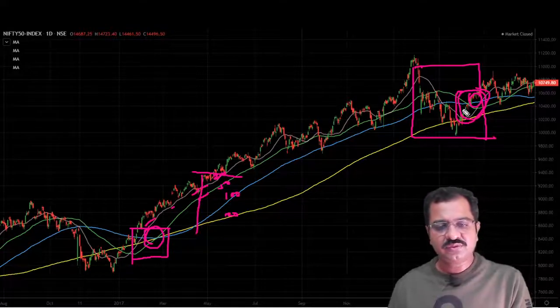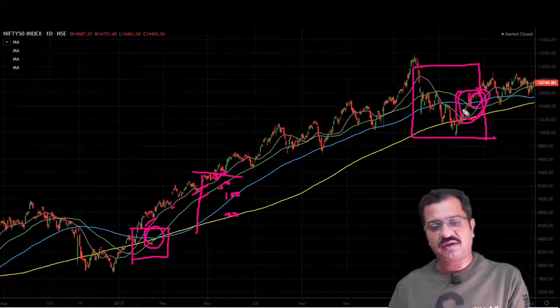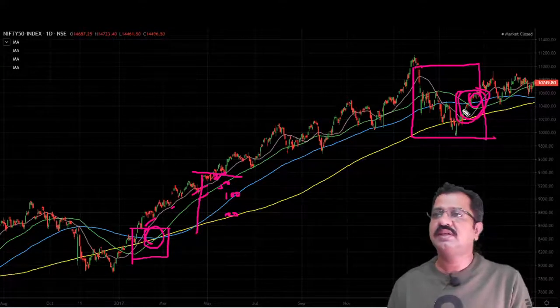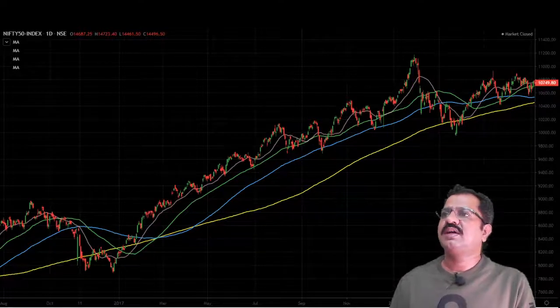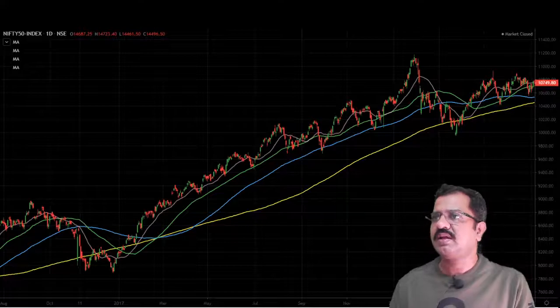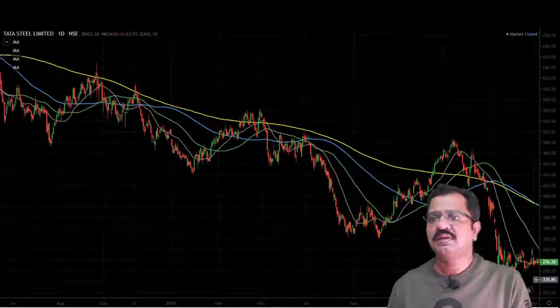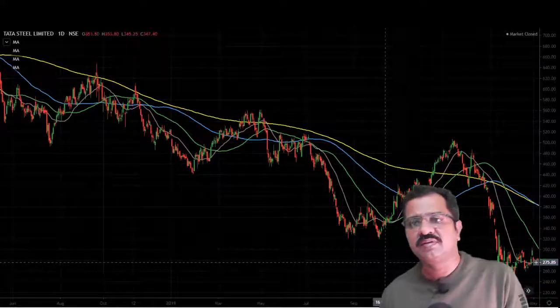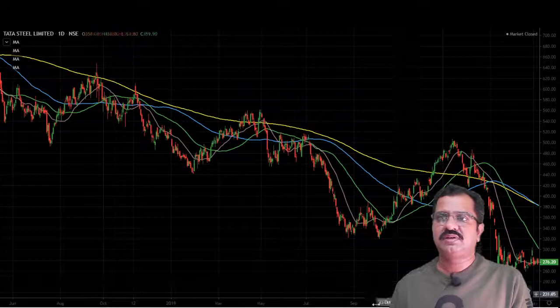So you can use the expansion of moving averages and contraction as entry and exit signals, and you can create your strategy. We'll try to see some other charts. Let's see Tata Steel. It was of 2019 when it was in downward trend.